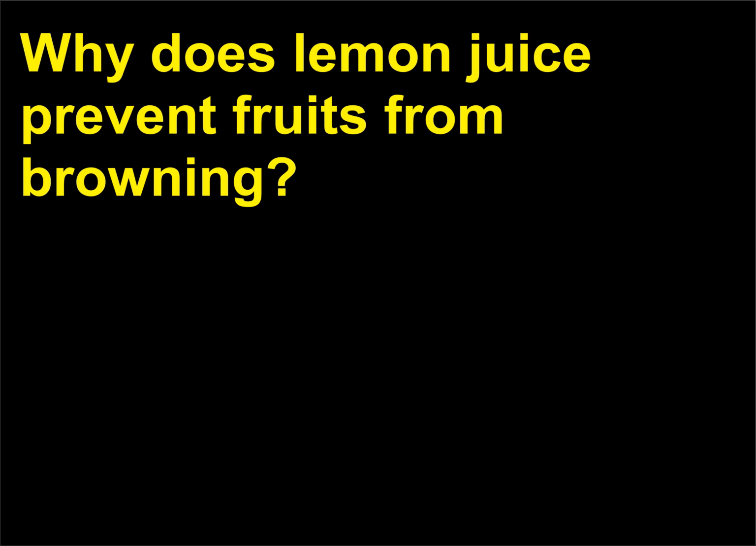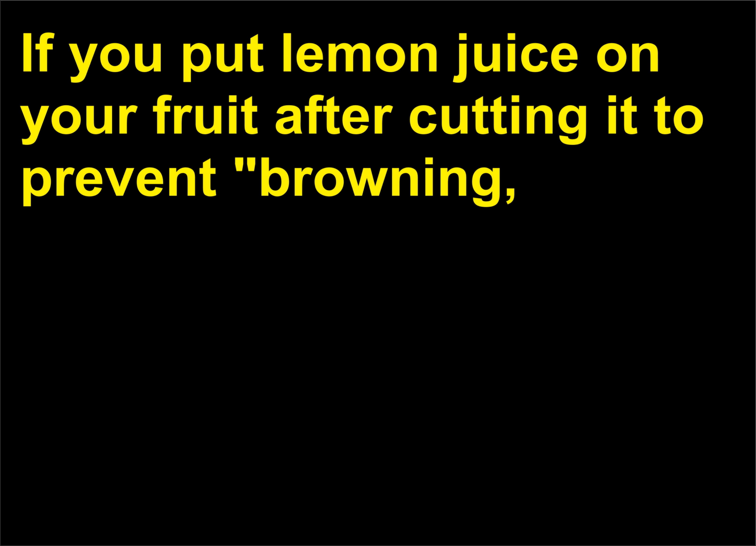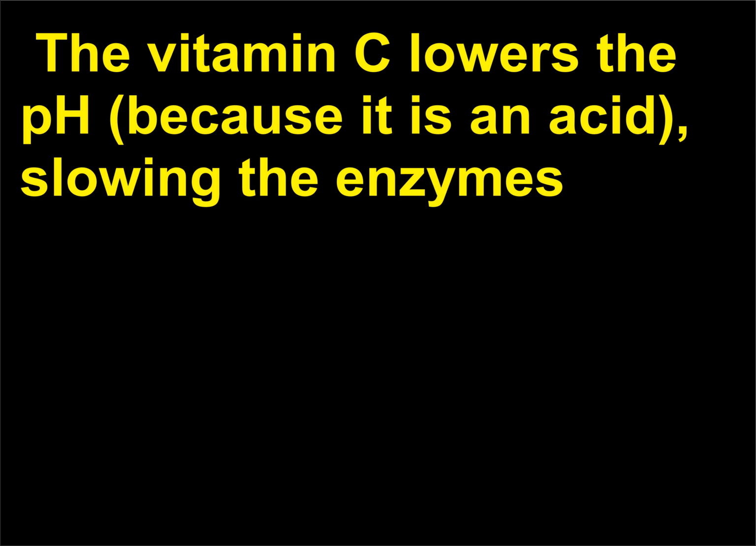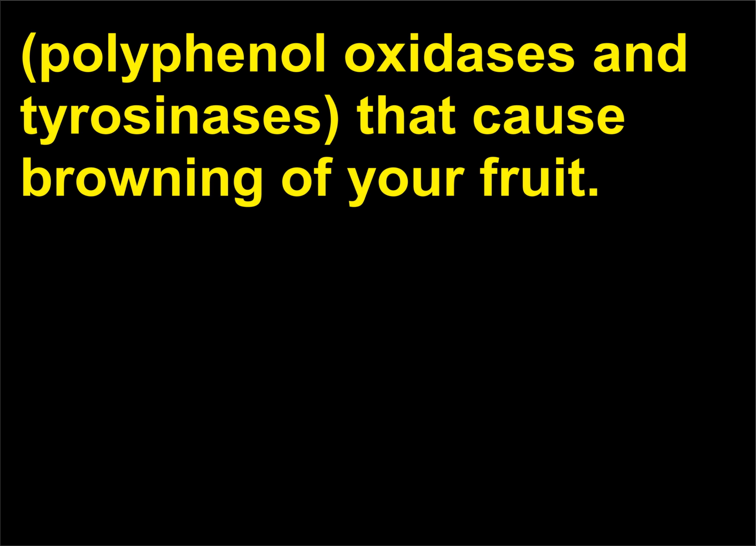Why does lemon juice prevent fruits from browning? If you put lemon juice on your fruit after cutting it to prevent browning, this is an example of that last category of preservative, one that slows some enzymatic process. The vitamin C lowers the pH, because it is an acid, slowing the enzymes polyphenol oxidases and tyrosinases, that cause browning of your fruit.